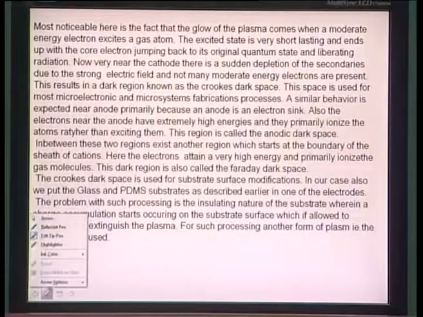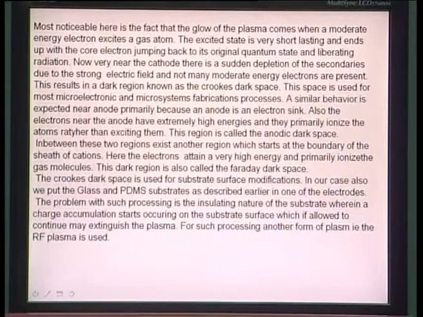So in a nutshell we can summarize this by saying that most noticeable here is the fact that the glow of the plasma comes when a moderate energy electron excites a gas atom. The excited state is very short lasting, ending with the core electron jumping back to its original quantum state and liberating radiation. Now very near the cathode there is a sudden depletion of the secondaries due to the strong electric field, and not many moderate energy electrons are present really. This results in a dark space known as Crookes dark space.